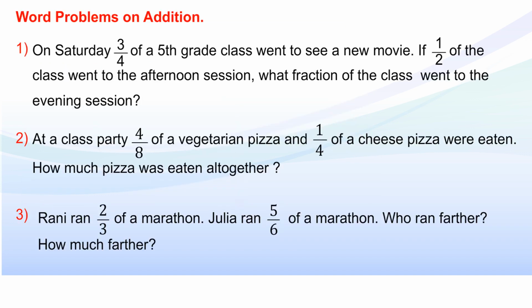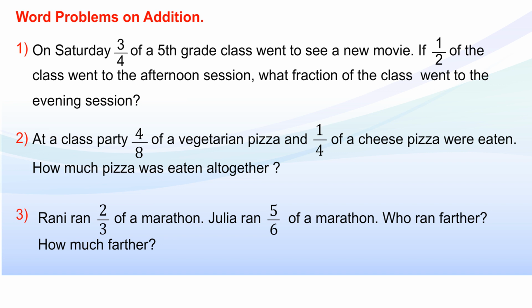Word problems on addition. 1. On Saturday, 3 by 4 of a 5th grade class went to see a new movie. If 1 by 2 of the class went to the afternoon session, what fraction of the class went to the evening session? 2. At a class party, 4 by 8 of a vegetarian pizza and 1 by 4 of a cheese pizza were eaten. How much pizza was eaten altogether?